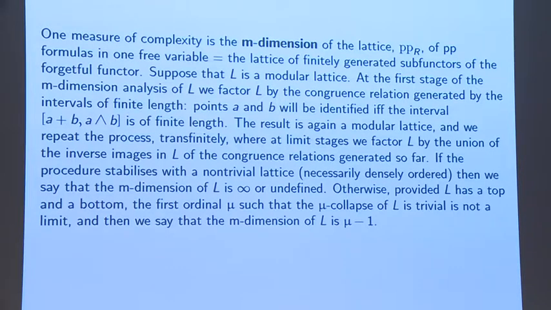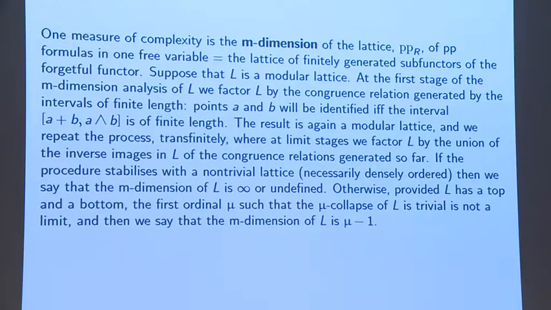Okay, so there's a general procedure for giving a dimension on modular lattices. You take your lattice, you look at the intervals which are of finite length, and you collapse them. You look at the quotient lattice, which will again be a modular lattice. You repeat the process transfinitely, and eventually the thing maybe collapses to a single point. That gives you a notion of dimension for a modular lattice.